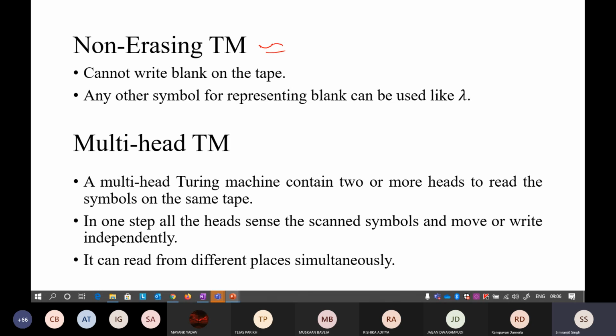Now the non-erasing Turing machine just says that you cannot use a blank. In every Turing machine we can read the blank as well as write a blank. In many questions we write blank onto the tape, but a non-erasing Turing machine cannot write a blank on the tape. Instead of blank, it can use any other symbol, like lambda, tau, or any Greek symbol like phi, but it cannot use blank. By doing this modification, the power of the non-erasing Turing machine is not greater than the power of your standard Turing machine.